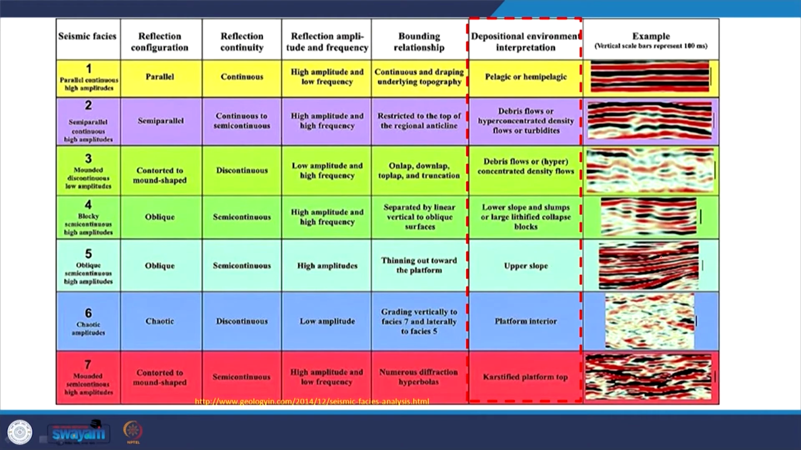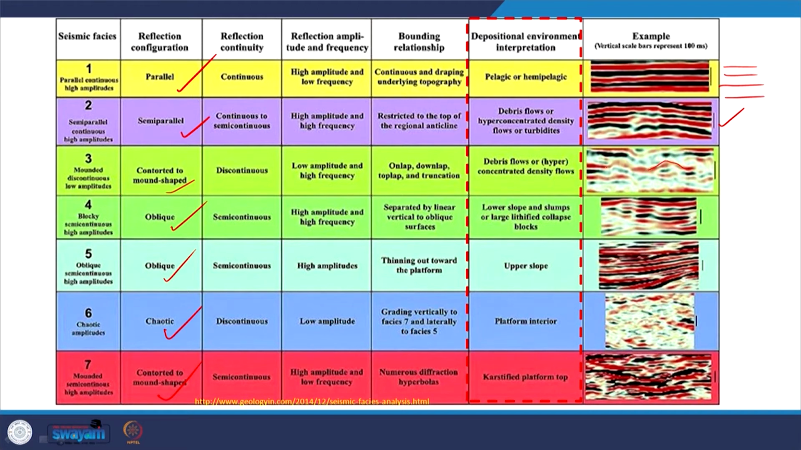So, here there are certain patterns which are defined by the pattern of reflection of the seismic profile. You see there is parallel pattern, then semi parallel, then contoured or mound shaped, oblique, then again oblique, then chaotic, then contoured, then mound shaped. If you see here, this is parallel pattern. So, there are reflections which are parallel. Similarly, here the reflection is not exactly parallel, that is called semi parallel. Here it is contoured and mound shaped.